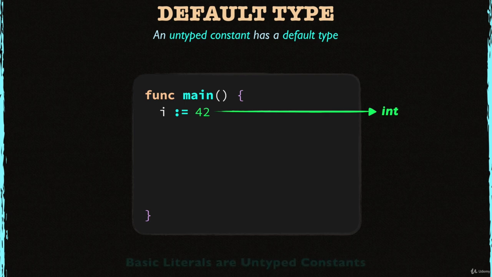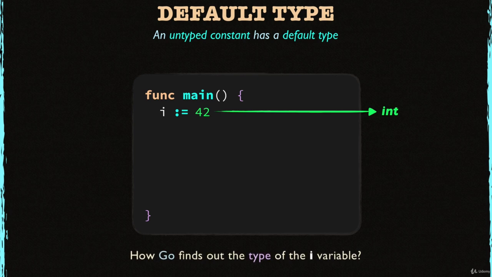As I told you before, the basic literals are untyped constants. So how does Go find out the type of the i variable? Did you ever think about that? It extracts the type of the integer literal, right? But I told you that an integer literal doesn't have a type. It's typeless. So how does Go find its type? Think about this for a second.